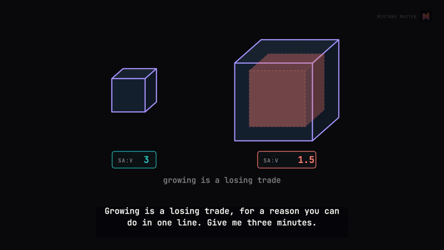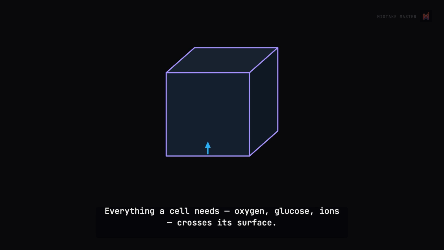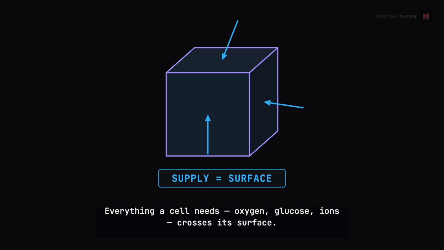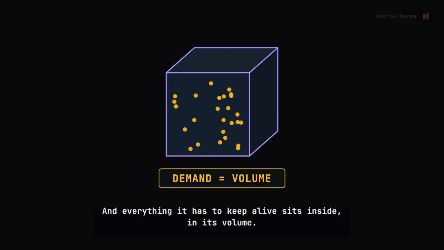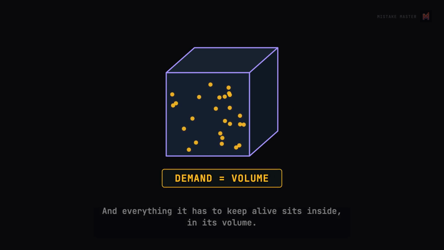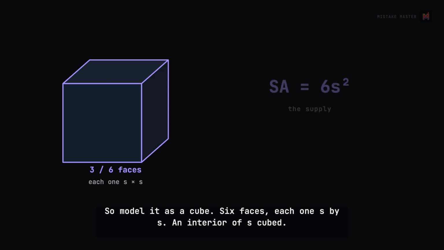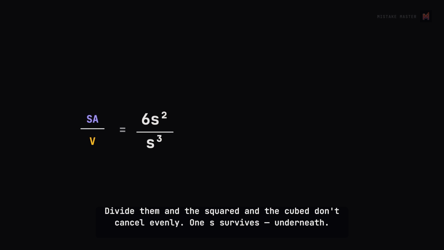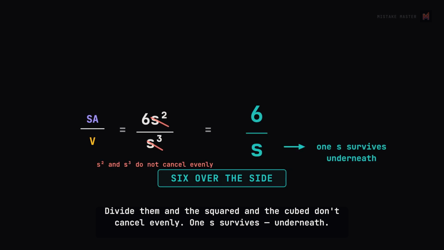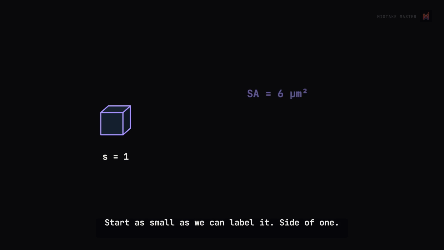Give me 3 minutes. Everything a cell needs, oxygen, glucose, ions, crosses its surface. And everything it has to keep alive sits inside, in its volume. So model it as a cube. 6 faces, each one S by S, an interior of S cubed. Divide them, and the squared and the cubed don't cancel evenly. One S survives, underneath.